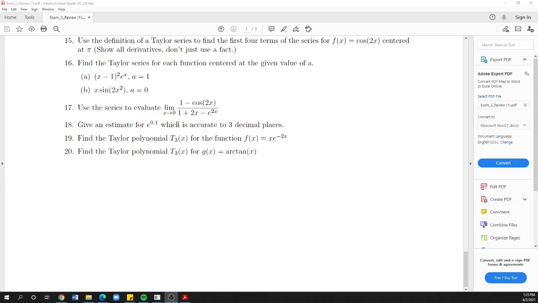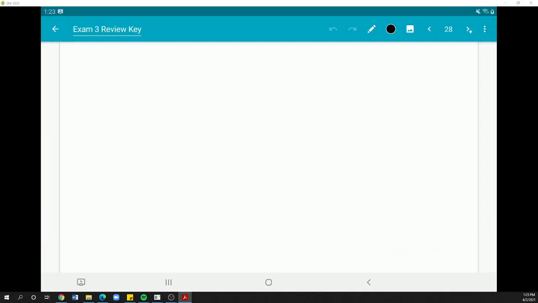Moving on to 18. Give an estimate for e to the 0.1, which is accurate to 3 decimal places. So this one is not immediately obvious what to do. But the magic, this is where these Taylor series are actually useful, is I know e to the x. This is number 18. I might have said 17, this is 18.